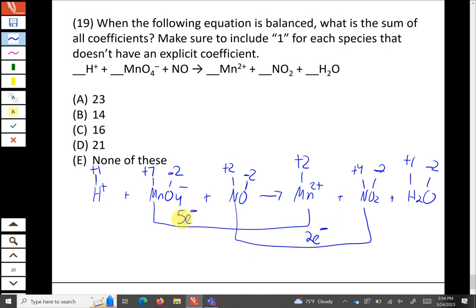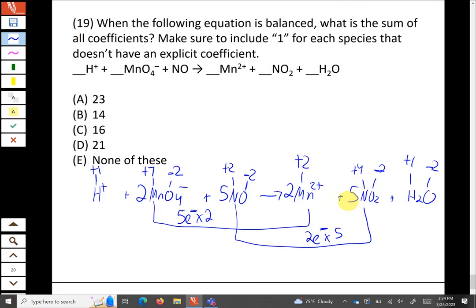We need the number of electrons to be equal, so we have to multiply one or both of them by a factor to get them to be the same. So the least common multiple of 5 and 2 is going to be 10. So if we double this one, that gives us 10 electrons, and if we quintuple that one, that also gives us 10. So by multiplying that by 2 and that by 5, we get 10. So that means the ones that are multiplied by 2 need to have coefficients of 2, and the ones that are multiplied by 5 need to have coefficients of 5.